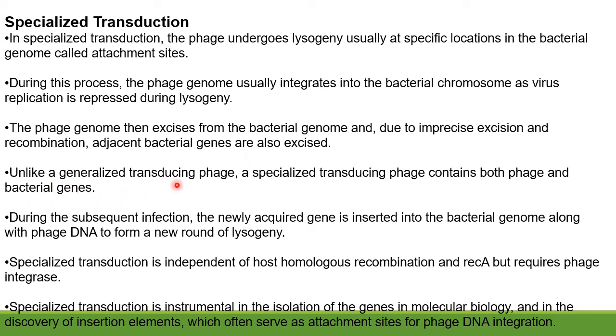Unlike a generalized transducing phage, specialized transducing phage contains both bacterial and phage DNA or genes, not the complete DNA, bacterial and phage genes. During the subsequent infection, a newly acquired gene is inserted into the bacterial genome along with the phage DNA to form a new round of lysogeny. So now this will be a new lysogenic cycle as it contains both the genes, viral and bacterial, when it infects a subsequent bacterial cell.